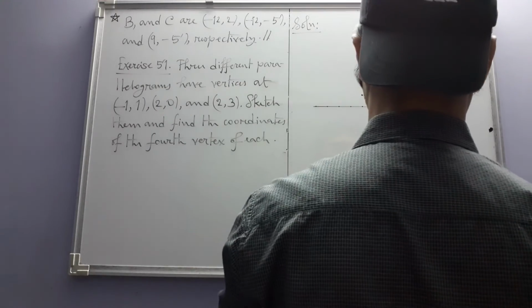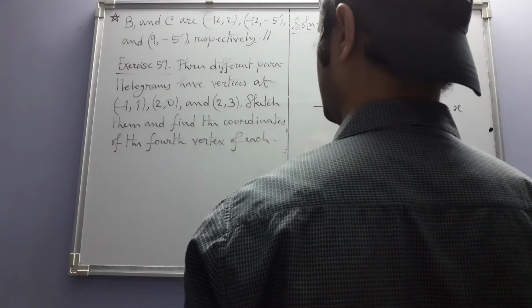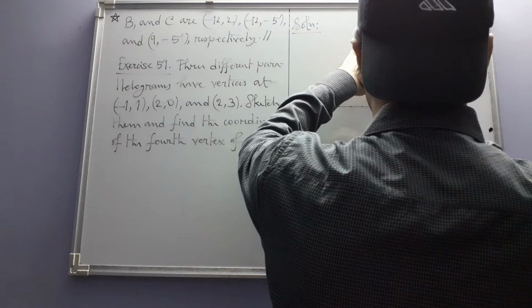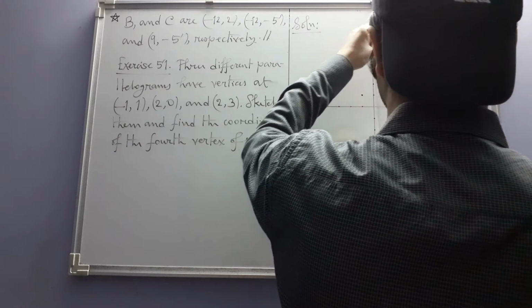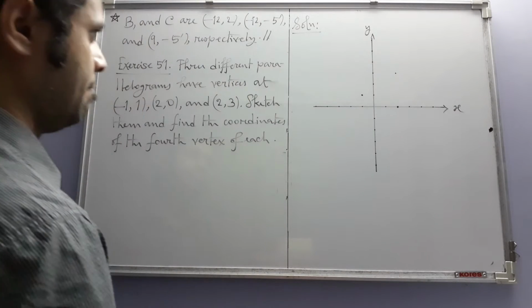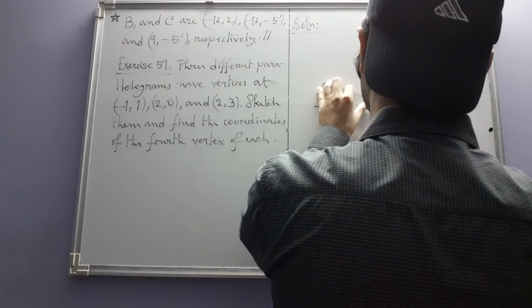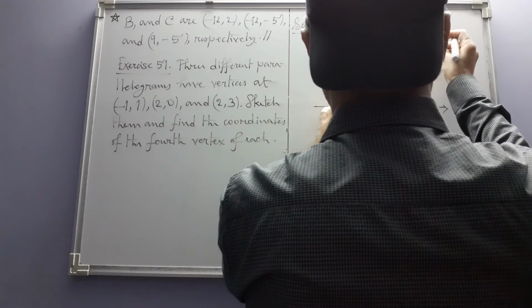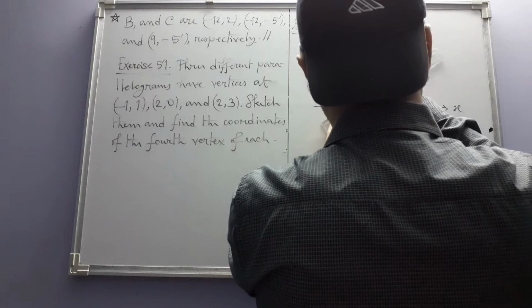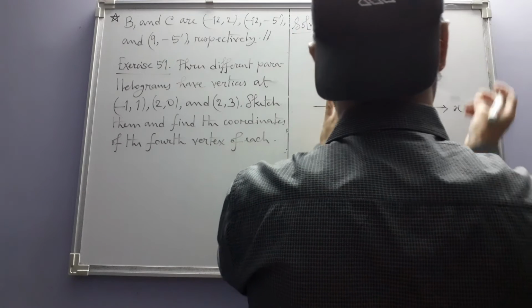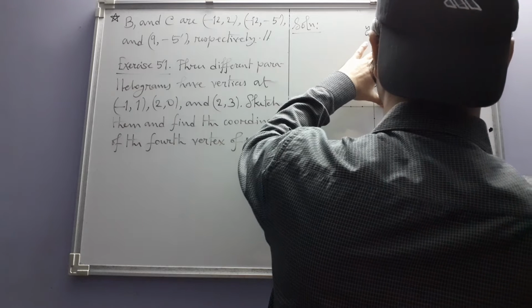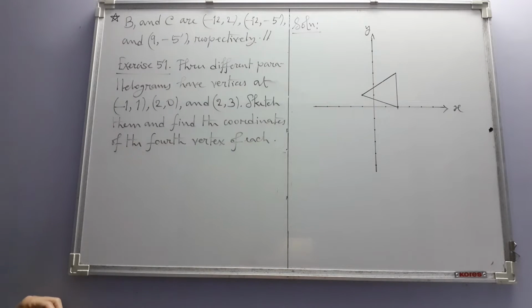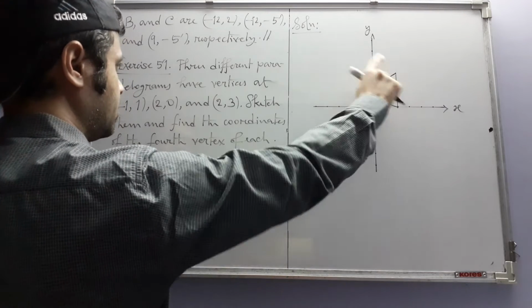2, 0. So that means this one, and 2, 3. If we join these points, we get a triangle. Okay, so this is -1, 1, 2, 0 and 2, 3.